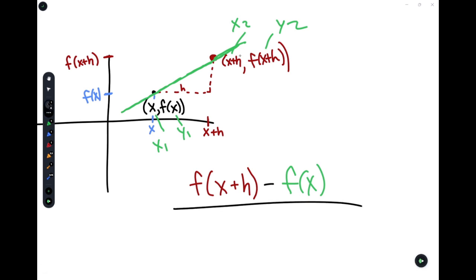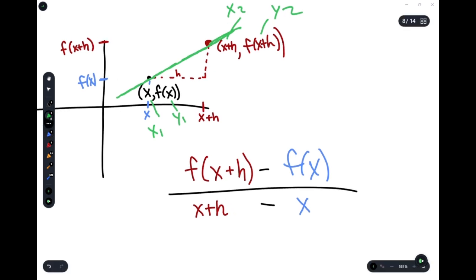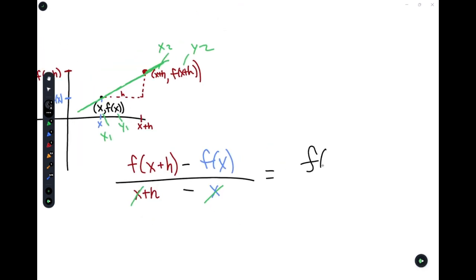Over. Well, don't do h. We're doing x2, minus x1. That x was blue. Well, this was blue too, actually. And now you get to cancel out some x's. And we've got ourselves a formula. If you know the slope. We don't know the slope for this one. Look at this one. It's a quadratic, right?